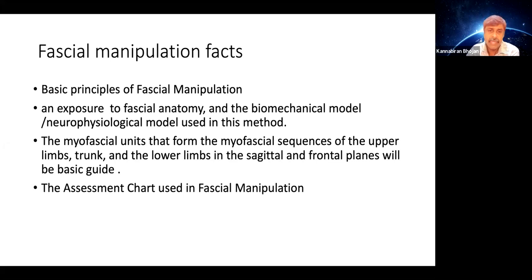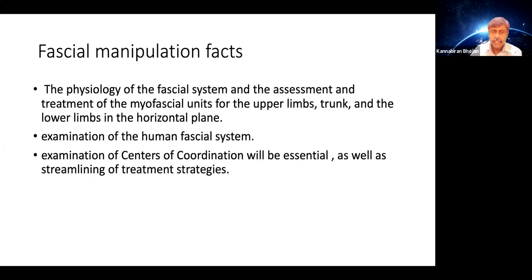And then you need to know about the myofascial units. So basically the centers of coordination and the myofascial sequences with the centers of fusion of the upper and lower limb, and how they're connected in different planes: sagittal, frontal, and horizontal. You must have adequate exposure to identifying the lesion using the fascial manipulation assessment chart. The important aspect that will make you confident using fascial manipulation is understanding the physiology of fascia, which is very, very important. Human fascial system examination is well done with the help of understanding the physiology.